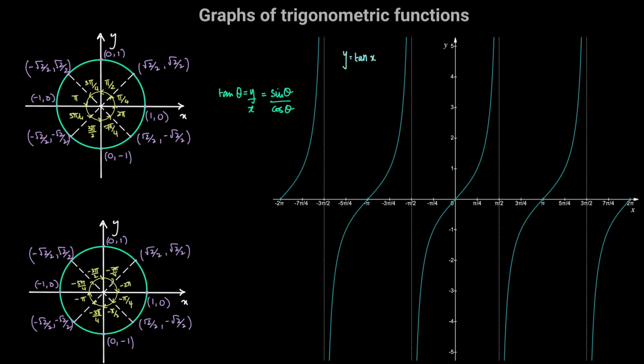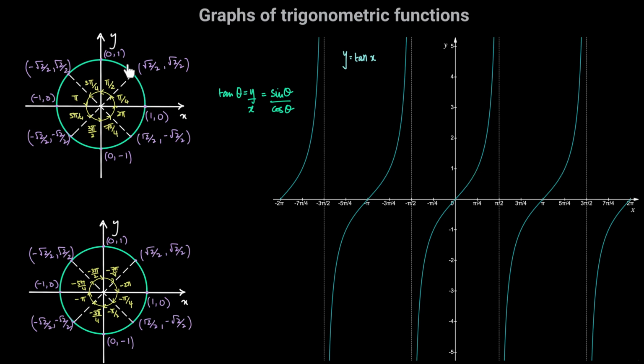And when the angle x is pi radians or 180 degrees, the y coordinate is 0 and the x coordinate is -1. So 0 divided by -1 gives us 0. So when x is equal to pi radians or 180 degrees, tan of x is equal to 0. Now at 5 pi over 4 radians, tan of x is again 1. That's -√2/2 divided by -√2/2. So at 5 pi over 4 radians, that is 225 degrees, tan x is equal to 1.